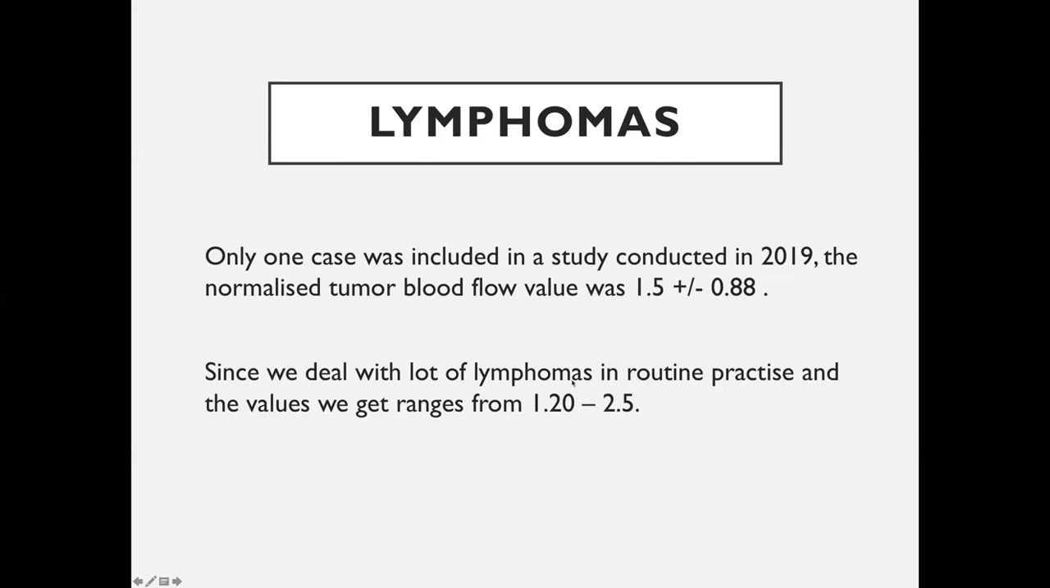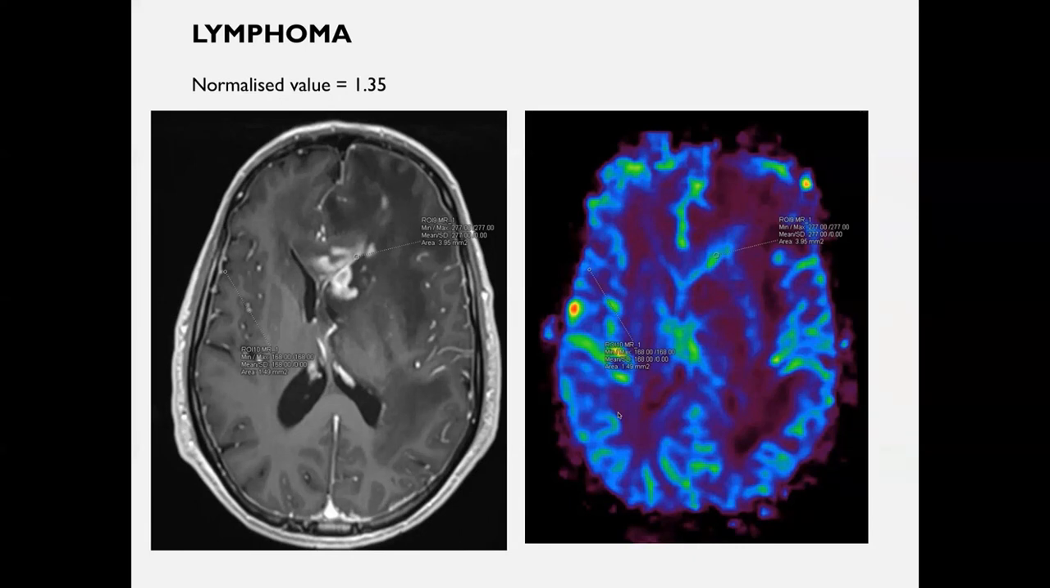We get approximately a range of 1.2 to 2.5. It is usually on the lower side. You can say 1.2 to 2 is what I should tell you. So near about 1.5 to 2 is what I get repeatedly in lymphomas. This is a recent case that was operated and confirmed to be a lymphoma, with typical morphological features, homogeneous enhancement, periventricular region. ROI was 277, 168, and the ratio came out to be 1.35.